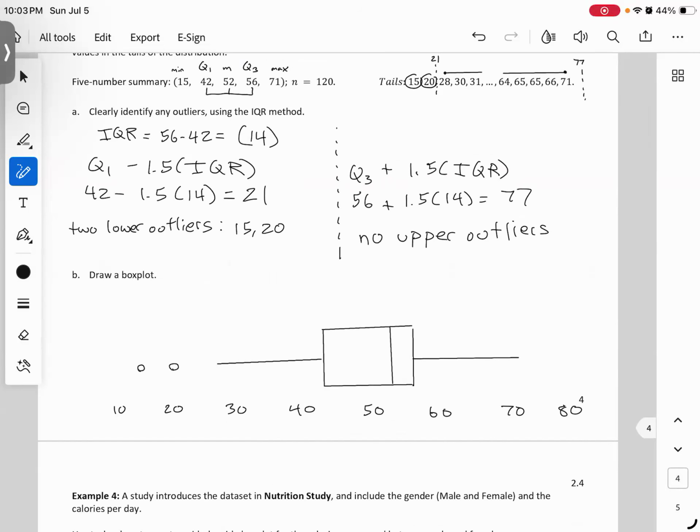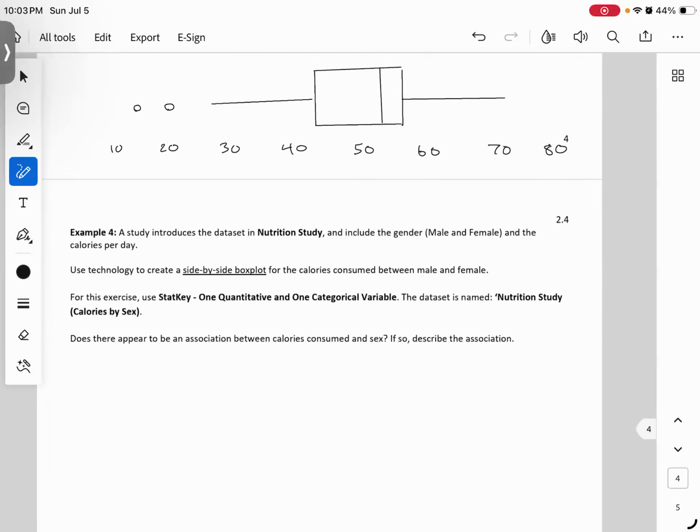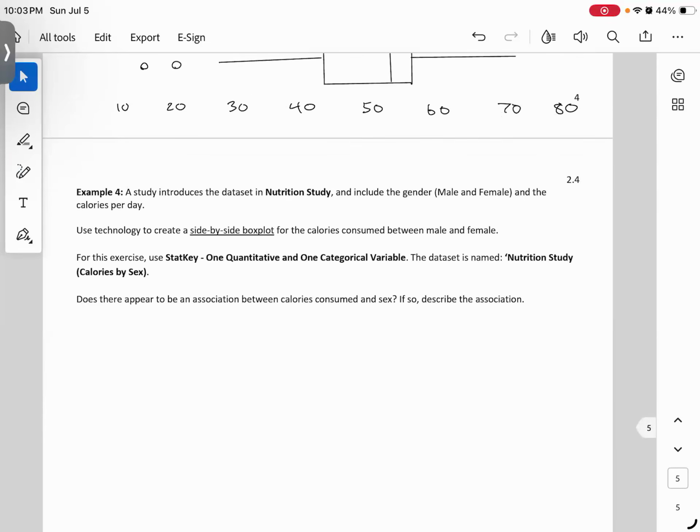And that would be your box plot that matches this set of data. All right, last thing. All right, we're going to do a StatKey example here.